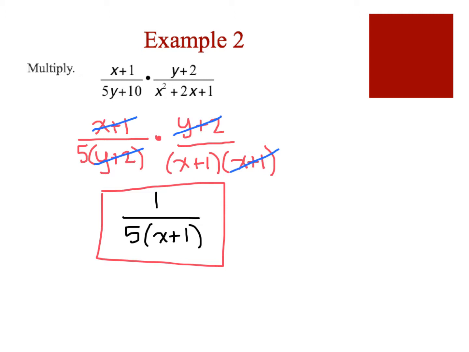Now, when we're multiplying, if it asks for the restrictions, then you're going to actually give the restrictions. However, most of them will not ask for restrictions, so that will just be your final answer. Again, unless it asks for it, you're not going to give them.